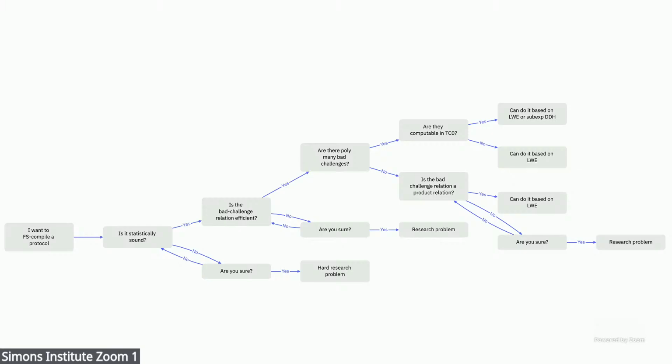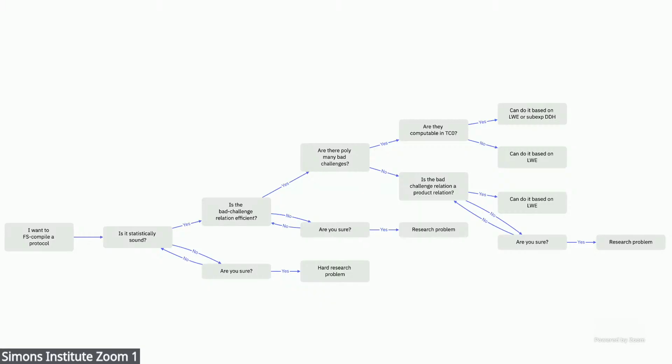So here's a flow chart. If your starting point is, I know it's not readable with this text size, but this says, I want to Fiat Shamir compile a protocol. And here is a flow chart which will tell you what you can do or not do based on the current state of the art. I mean, this is the entire point of the talk. Please don't try and read this right now.